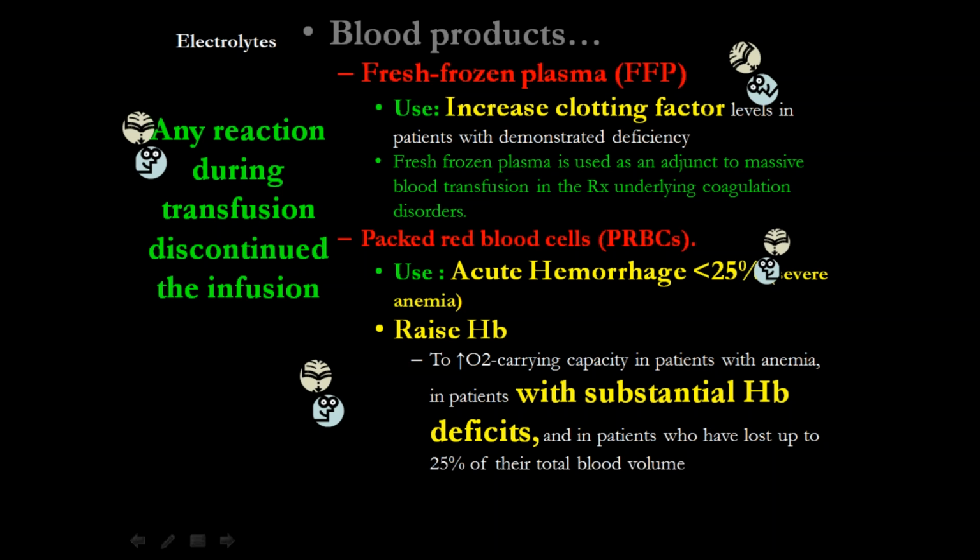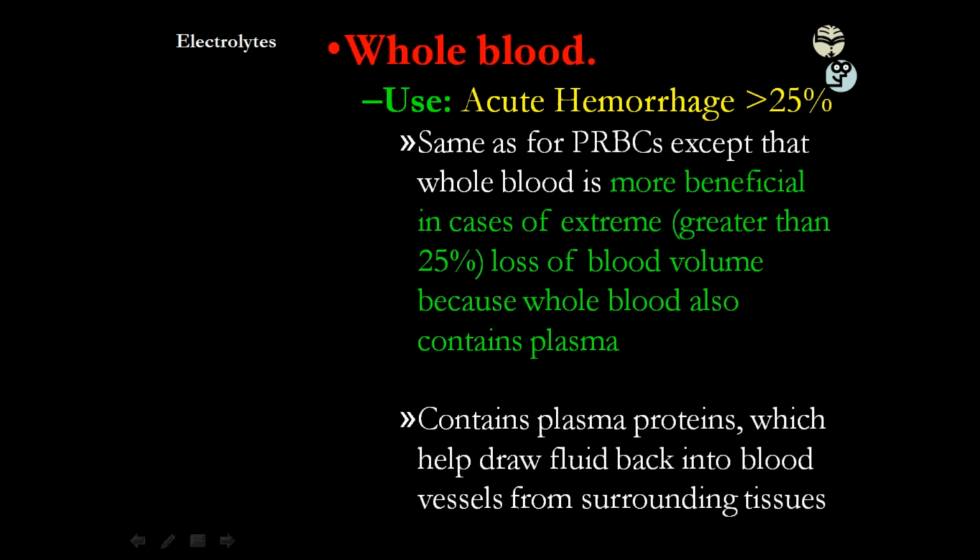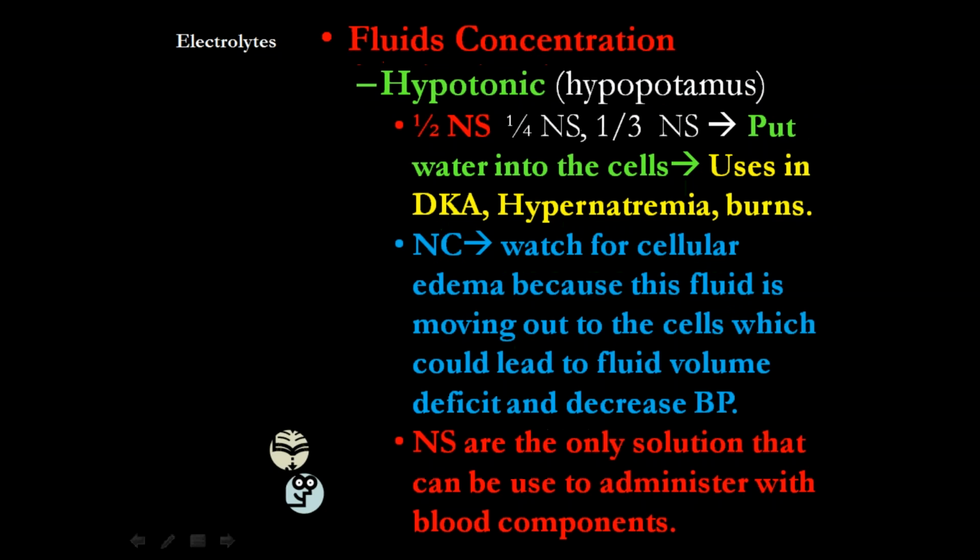We have the PRBCs that is for acute hemorrhage, when the indication is to increase the amount of red blood cells. So when you have very low hemoglobin, mostly what is desirable is to use the packed red blood cells, and that is when the hemorrhage is less than 25%. The whole blood is going to be given when we have acute hemorrhage with more than 25% loss of volume.